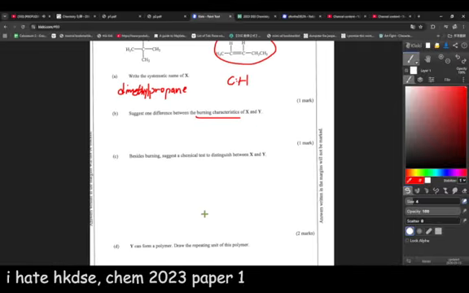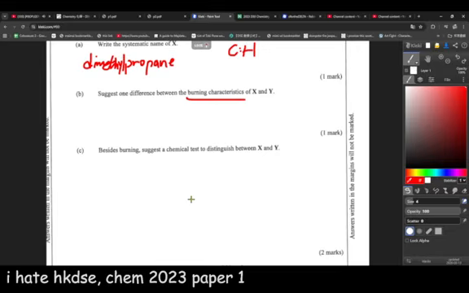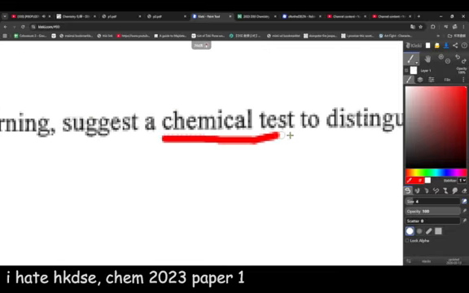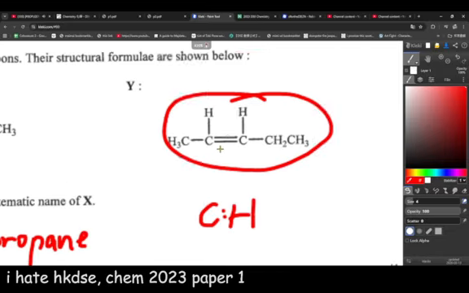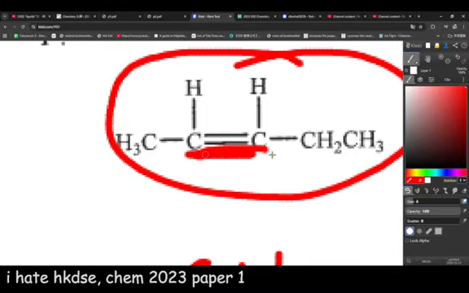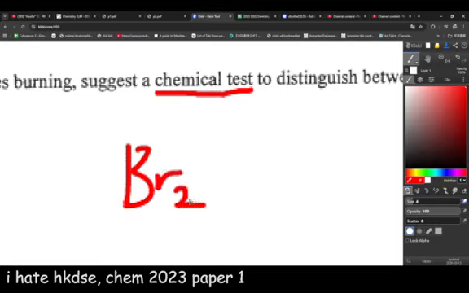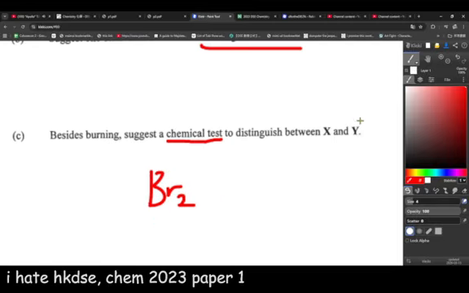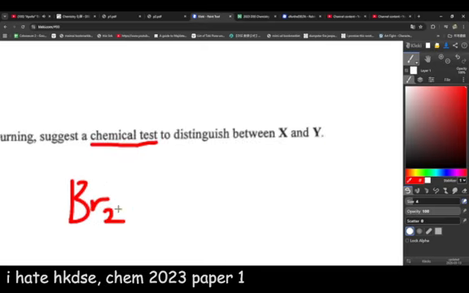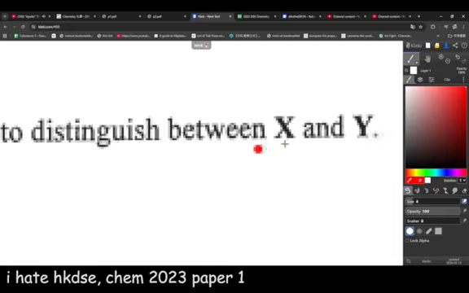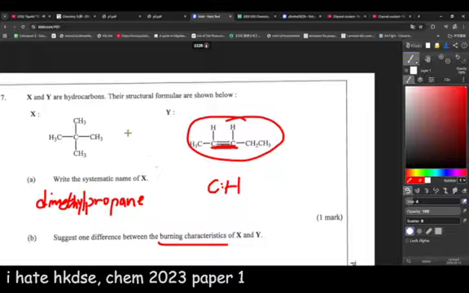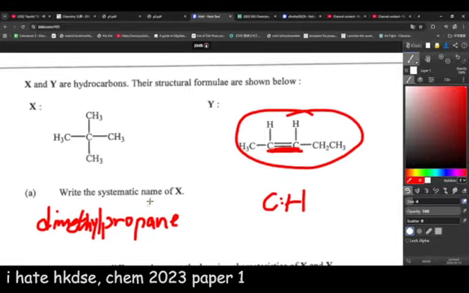Besides burning, suggest a chemical test to distinguish between X and Y. Chemical test. Unsaturated alkene. Yeah, I mean, this is obvious. Br2 turns from brown to colorless in presence of Y. No, wait. Y turns Br2 colorless under standard conditions without UV light. Write down without UV light, because X as an alkane can still undergo substitution while under UV.